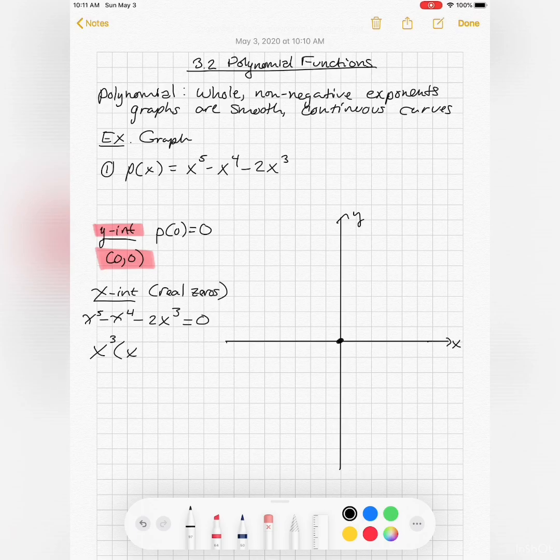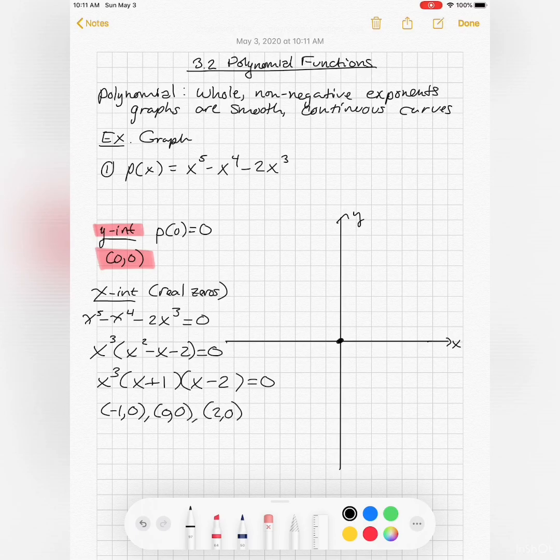So now I need to factor. So let me take out the GCF. And then let me factor that trinomial. Let's see, is it -2 and +1? I think so. Okay, so my x-intercepts are -1, 0, and 2. So there it goes.